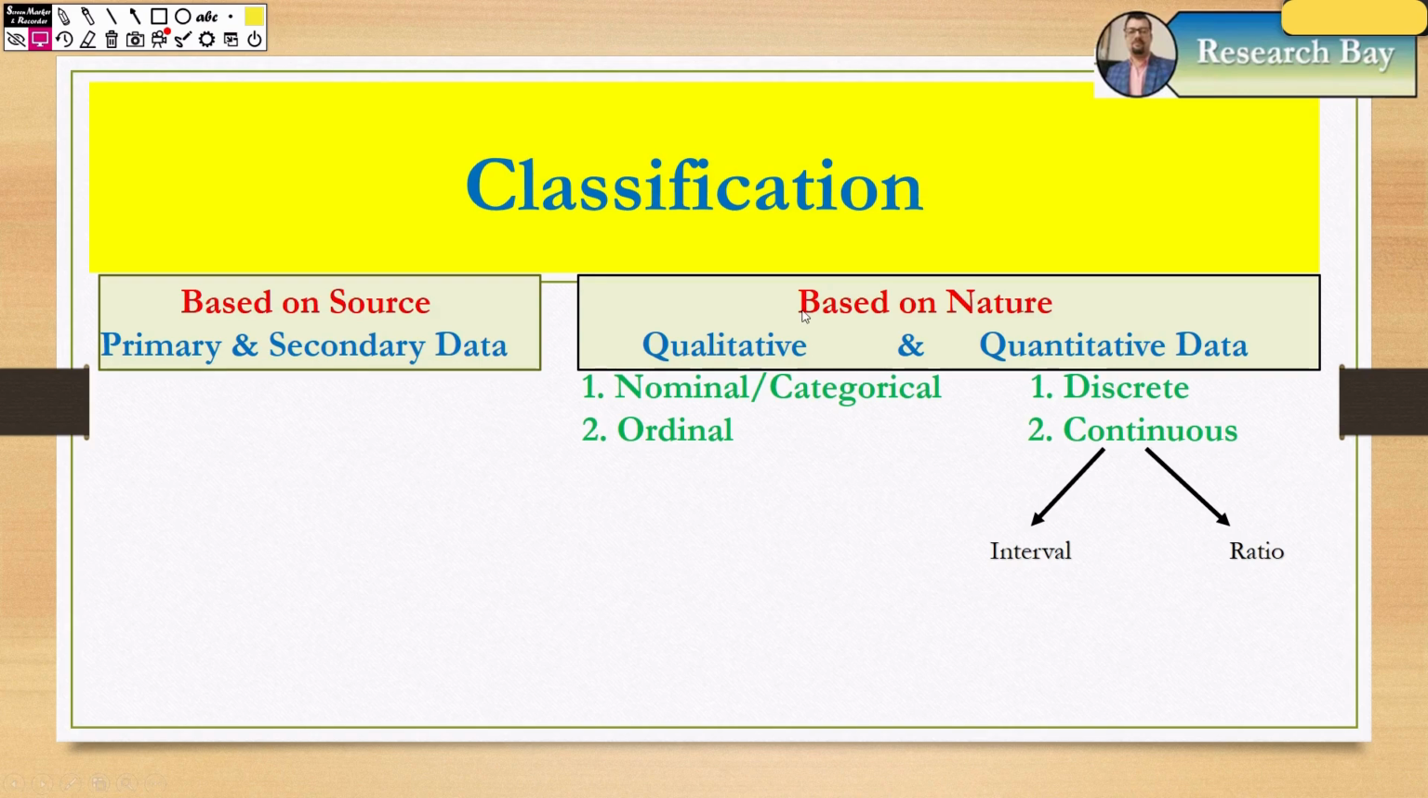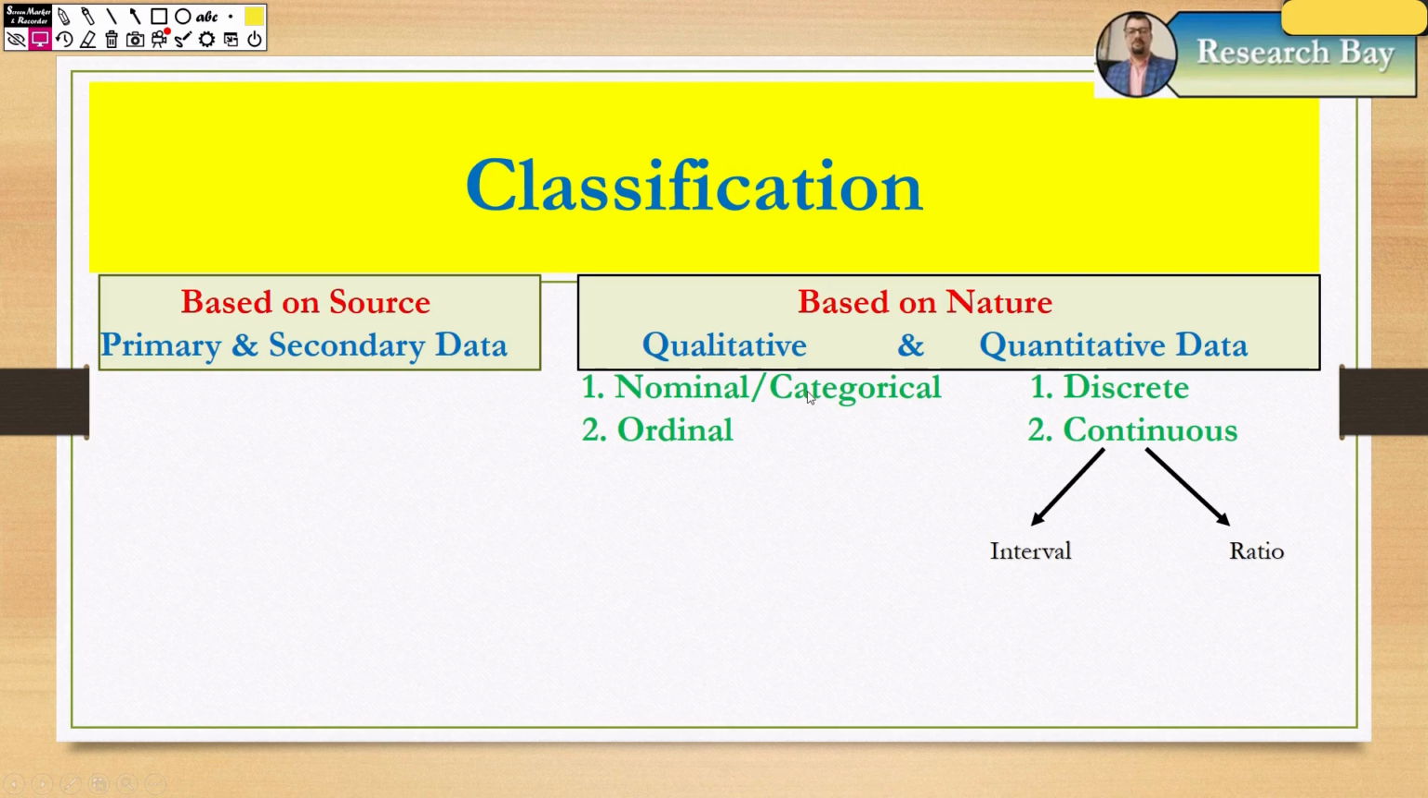Next is the classification based on the nature of data. Here we can classify it on the basis of qualitative data and quantitative data. Qualitative means the data does not involve numbers, say nominal or categorical data. An example is gender or color preference. So in gender, we have two categories, male and female.